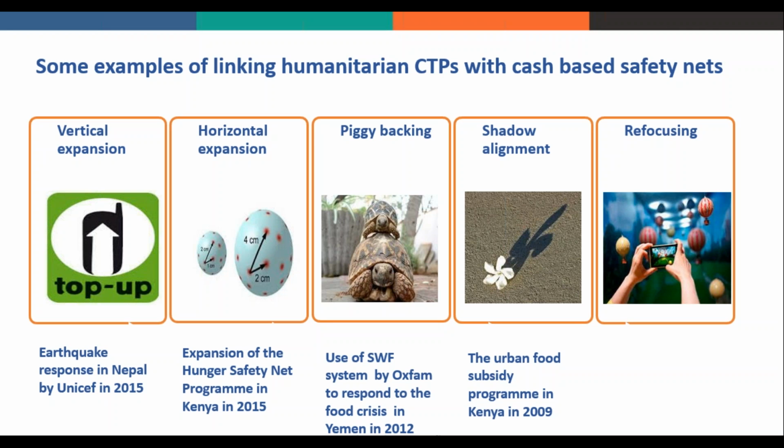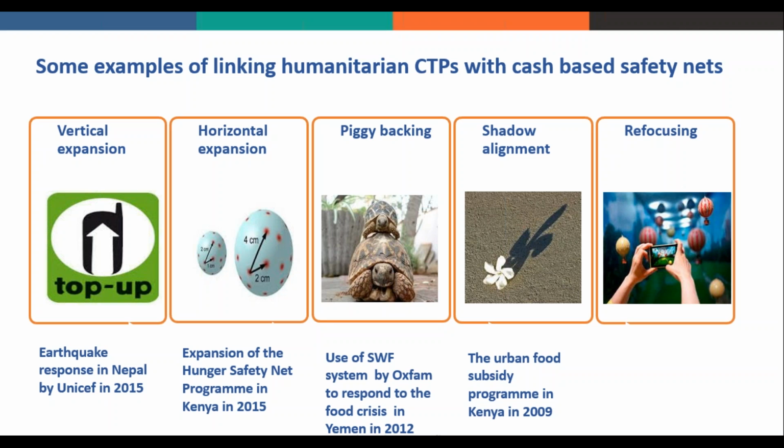And the transfer that they provided was similar to the social assistance that was being provided by the state in the country to other vulnerable groups. And the idea was that if the value of transfer is matched with an existing system, it will be easier for the government to take over the program at a later stage.